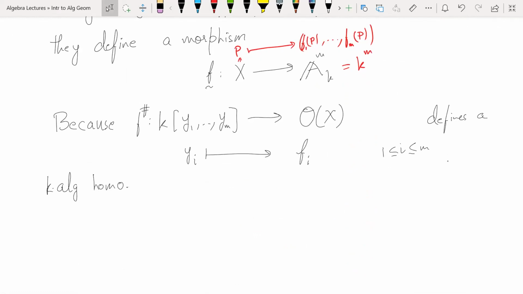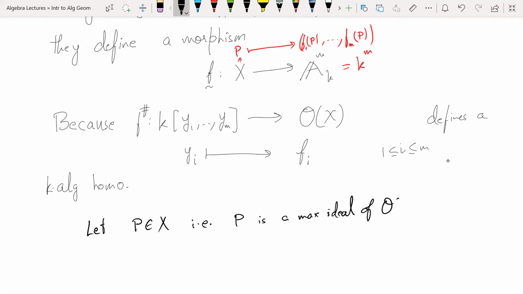So we want to show that this ring homomorphism does induce this set map. So let P be a point in X. Then that means we think of P as a maximal ideal, I P is a maximal ideal of OX, of this coordinate ring of X.